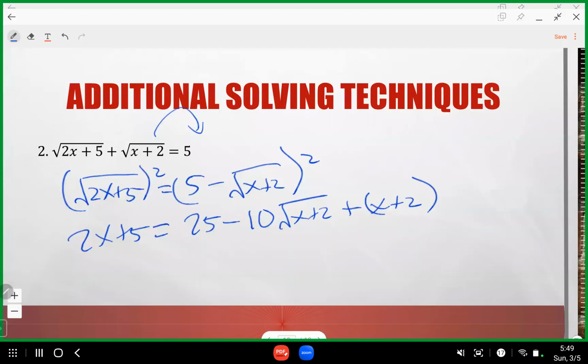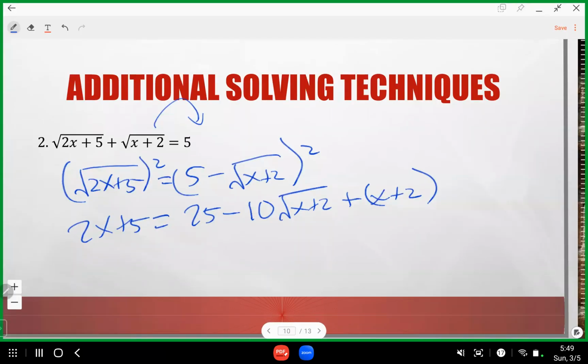Okay, now we can solve it. So we look at this. Let's move everything to the other side then. Let's just subtract 25 from here, subtract the x and the 2. So we're going to get 2x minus 20 minus x minus 2 is equal to negative 10 square root of x plus 2.